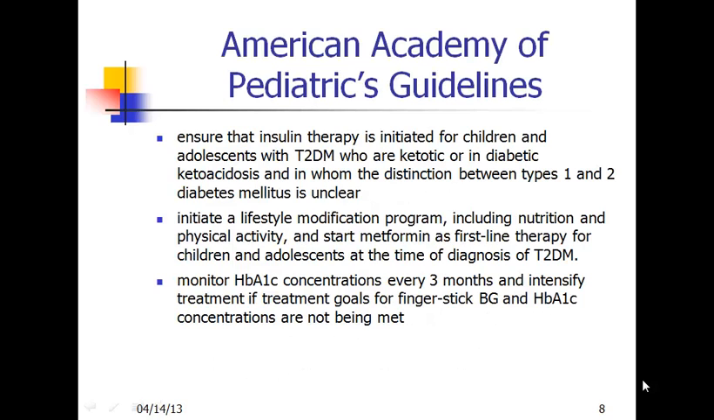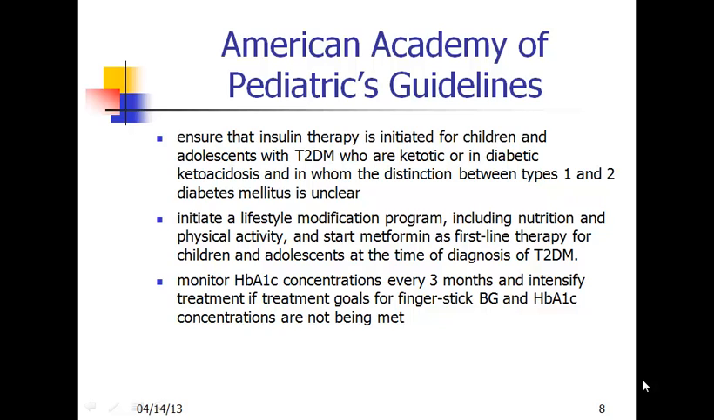The American Academy of Pediatrics has issued the following guidelines in dealing with type 2 diabetes. Ensure that insulin therapy is initiated for children and adolescents with type 2 who are ketotic or in diabetic ketoacidosis, and in whom the distinction between types 1 and 2 diabetes mellitus is unclear. Initiate a lifestyle modification program including nutrition and physical activity, and start metformin as the first-line therapy for children and adolescents at the time of diagnosis.